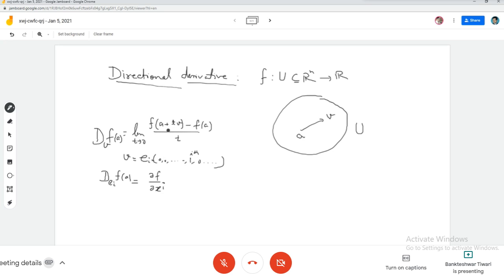You have just to explore this in components, and so that this becomes, suppose A is A1, A2, AN. Maybe I'll just write shortly. So suppose your A is, maybe I will write in upper notation, upper suffix.